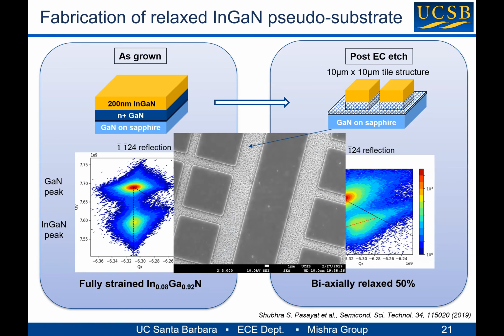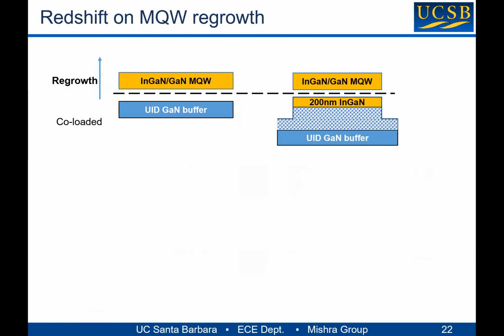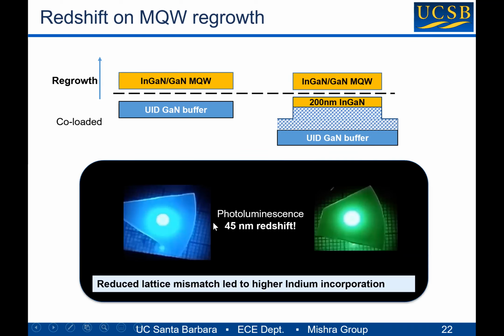Here is a top view SEM image, and we can see that the tiles are surrounded by porous GaN material. Now, using this biaxially relaxed InGaN, we wanted to demonstrate the composition pulling effect, wherein we should expect higher indium incorporation for quantum wells grown on the sample on the right as compared to the sample on the left. When targeting blue emission on the GaN on sapphire template, we achieved a 45 nanometer redshift and hence green emission for the relaxed InGaN on porous GaN pseudosubstrates.